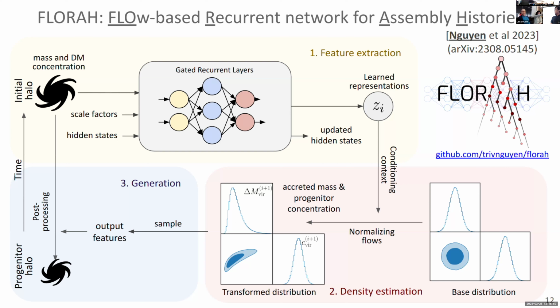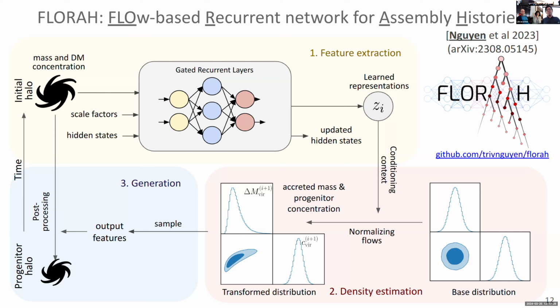So the first step is to go from the mass and the dark matter concentration that you have from the theory, or from the simulation. So we train this on the simulations, and from that you get the learned representation. The learned representation is basically a kind of summary features of the entire range from z = 0 up to the time step.